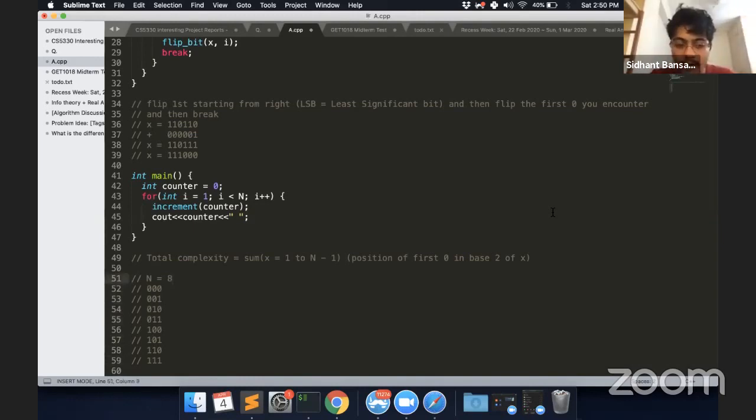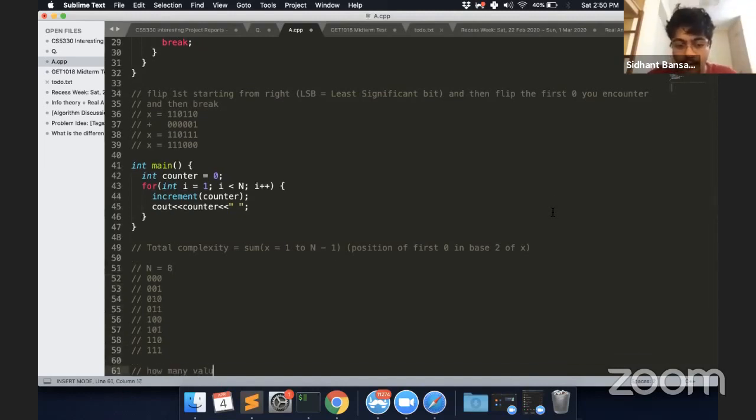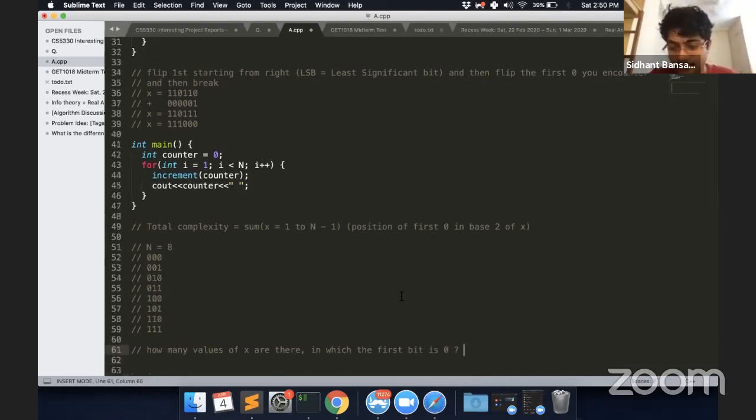Now see how many values of x there are in which the first bit is 0. For n equal 8, there are 4 values, right? Like this one, this one, this one, and this one, half of the values. Combinatorially, how will you solve this?